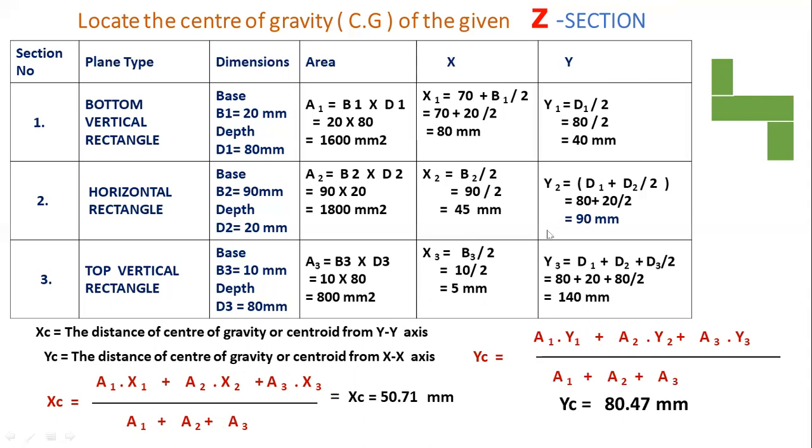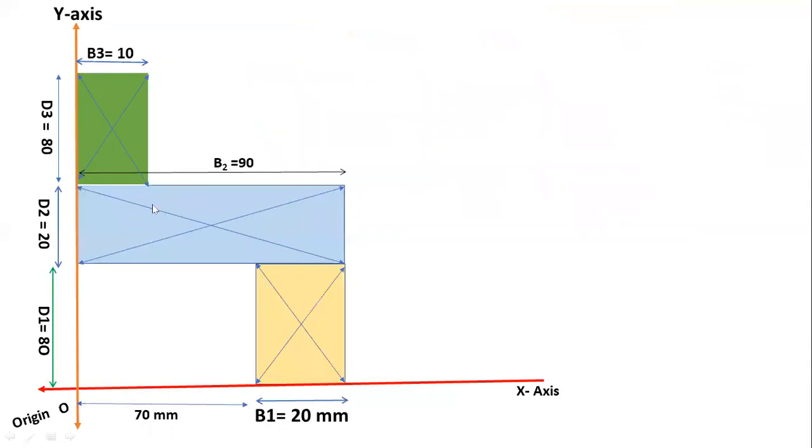Now I will show the position of the centroid of the entire Z section. This is the given diagram. Here you can observe C1, C2, C3 are the individual centroids. C1 is the centroid of the bottom rectangle, C2 is the centroid of the middle rectangle, C3 is the centroid of the top rectangle. Whereas CG is the centroid of the entire Z section.